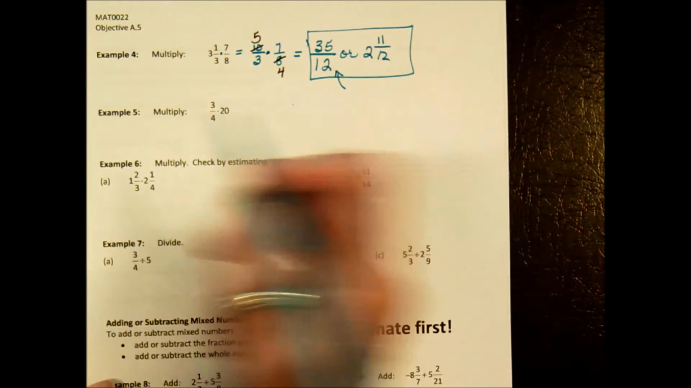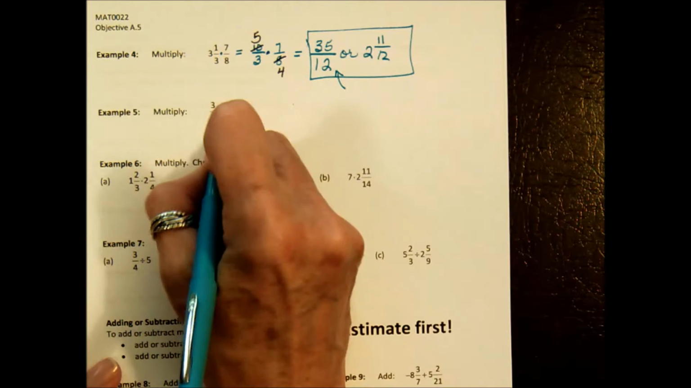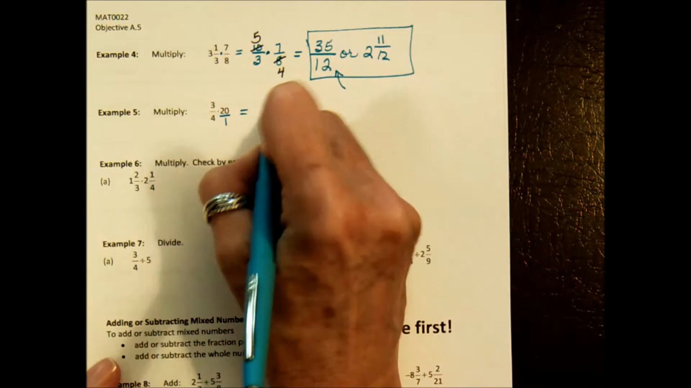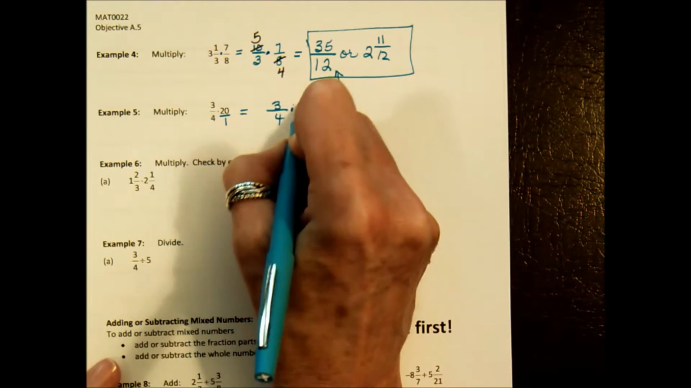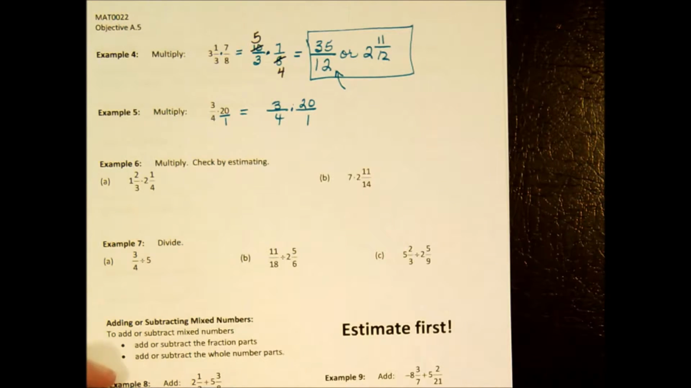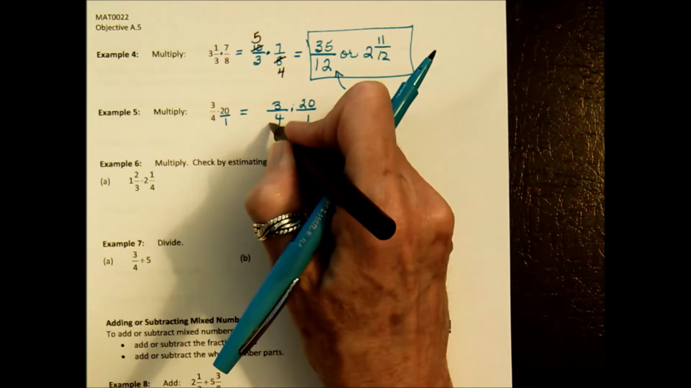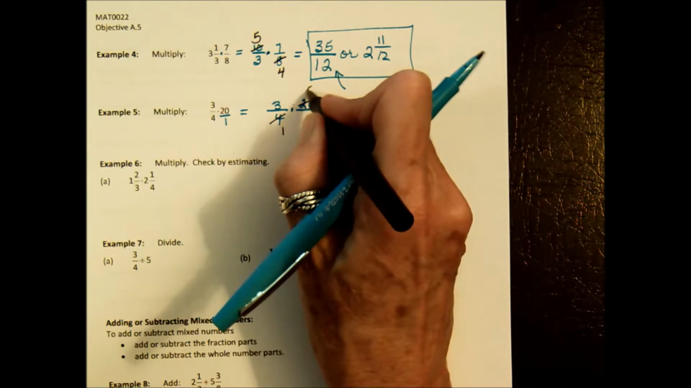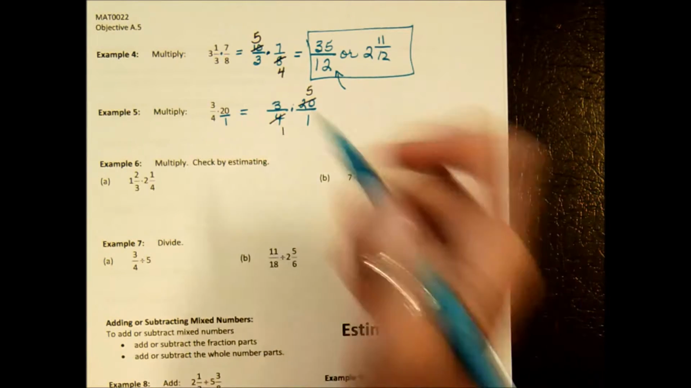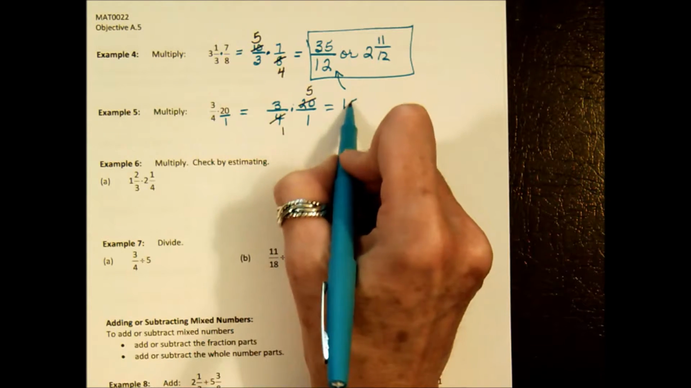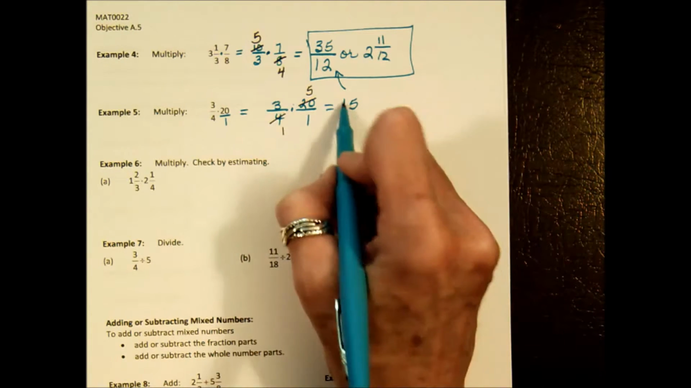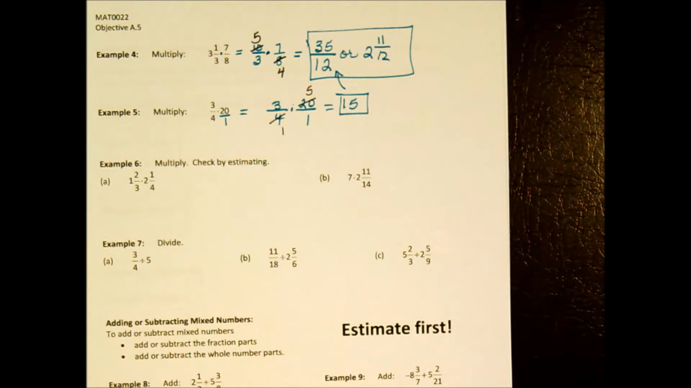Okay? Whole number, we're just going to put over 1. Now let's rewrite that so things are lined up a little better. 3/4 times 20 over 1. Since I am multiplying, again, I can cross cancel. 4 goes into 4 once. It goes into 20 5 times, and I end up with 3 times 5 is 15 over 1 times 1 is 1. Don't have to show that denominator.